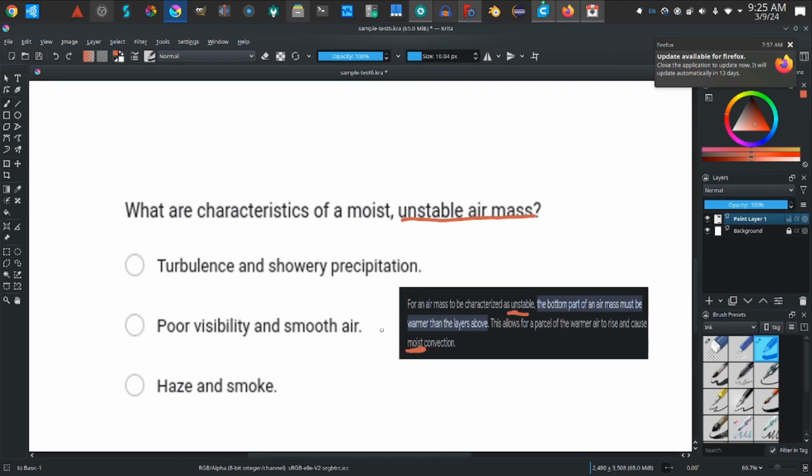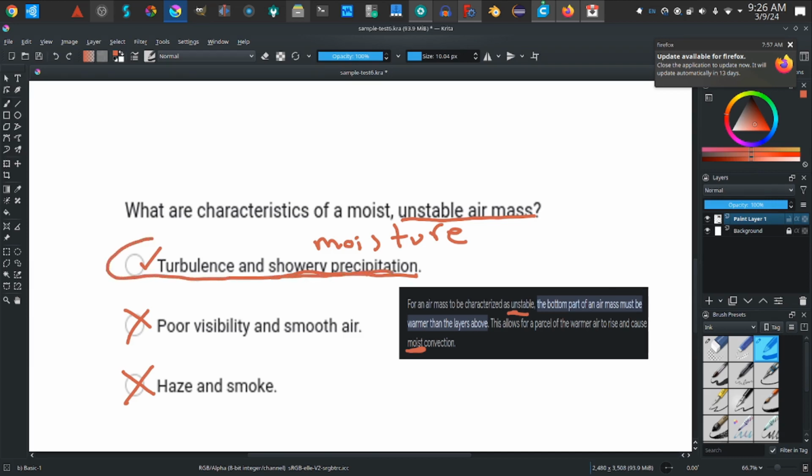Moisture. So, is it turbulence and shower precipitation? Poor visibility and smooth air? Haze and smoke? Now I want a word that has moist in it. Haze and smoke don't have any moisture in it. Poor visibility and smooth air don't have any moisture in it. Turbulence and showery precipitation. It said showery precipitation, that involves moisture. So the answer is right here.